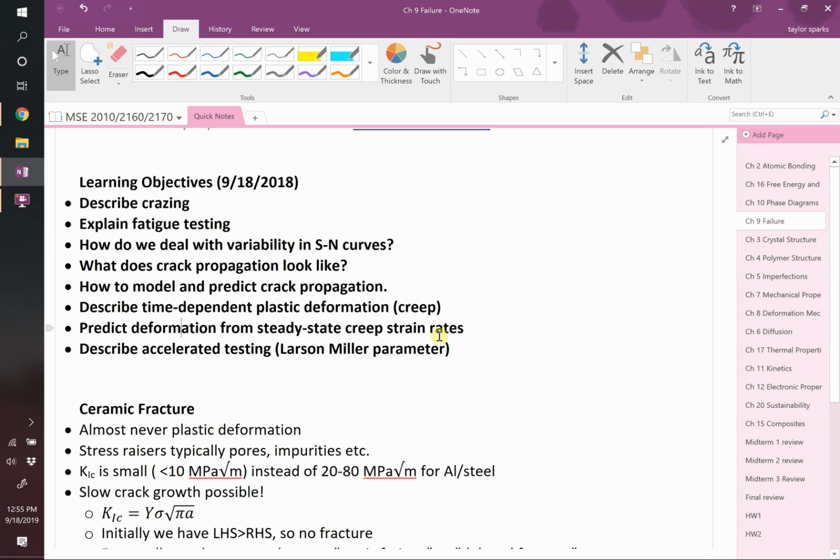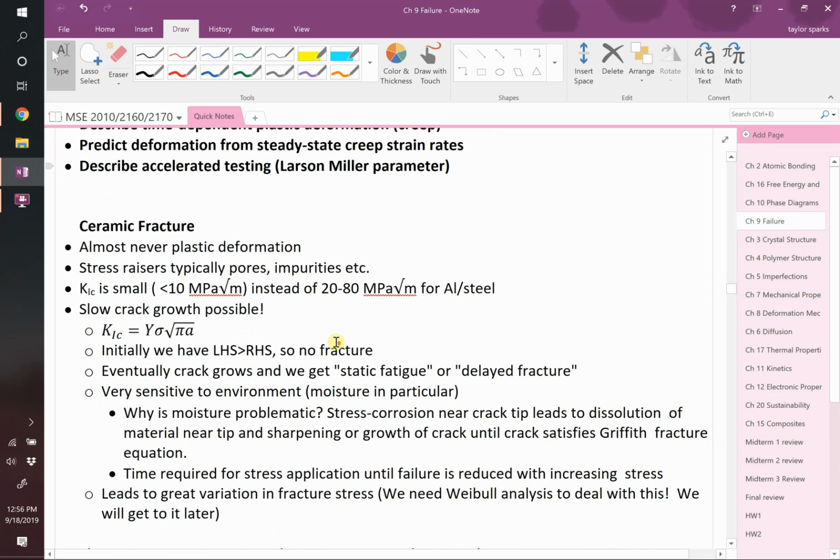We're going to talk about fatigue testing. We'll deal with sample variability and how we actually treat that as engineers. More to be said about that in a few chapters. We'll talk about what exactly crack propagation looks like and how we can model it, which is pretty slick. If we have time, we'll get to the latter half of the class and talk about creep, another fantastic material science term, steady state creep strain rate, and maybe even accelerated testing. That's probably Friday.